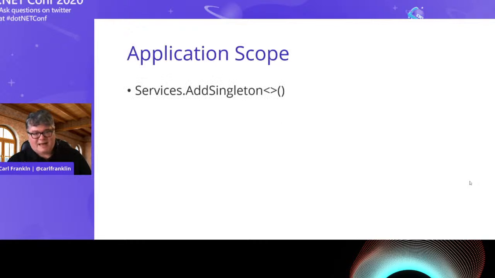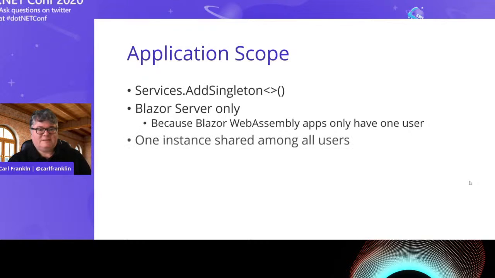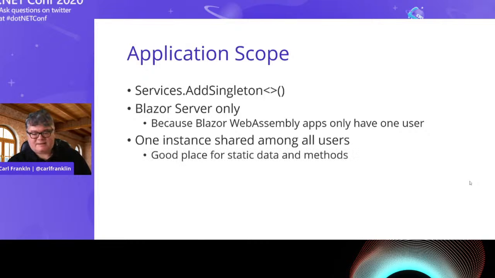Application scope, add singleton. It's Blazor Server only. Obviously, you can add a singleton to a WASM project, but it's going to behave the same way because there's only one user. This one instance is shared among all users. If you look at the default template, the weather forecast service is implemented as a singleton because it's just creating some dummy data and there's no state there. So this is a good place for static data and methods.